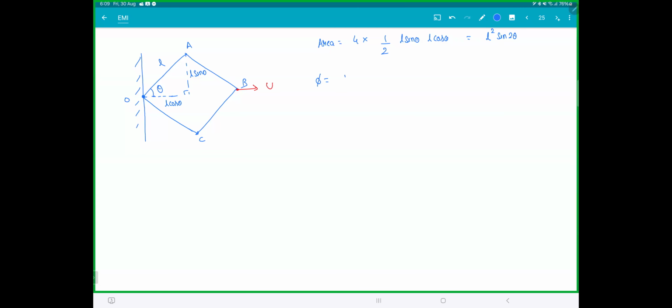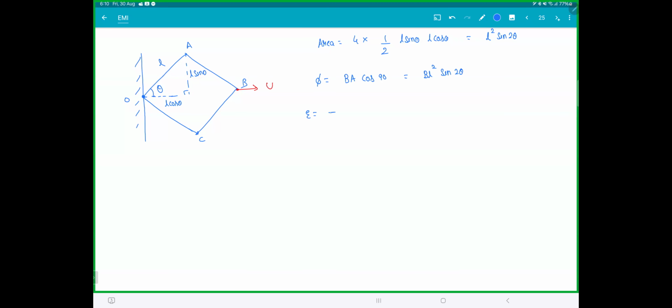Then flux will be magnetic field into area. Angle is anyway 0 here. Be careful, theta is the angle between B bar and A bar. It is not this theta. Don't write cos theta here. BA cos 0, that is. And this is B into L square sine 2 theta. Up to this point, all great.